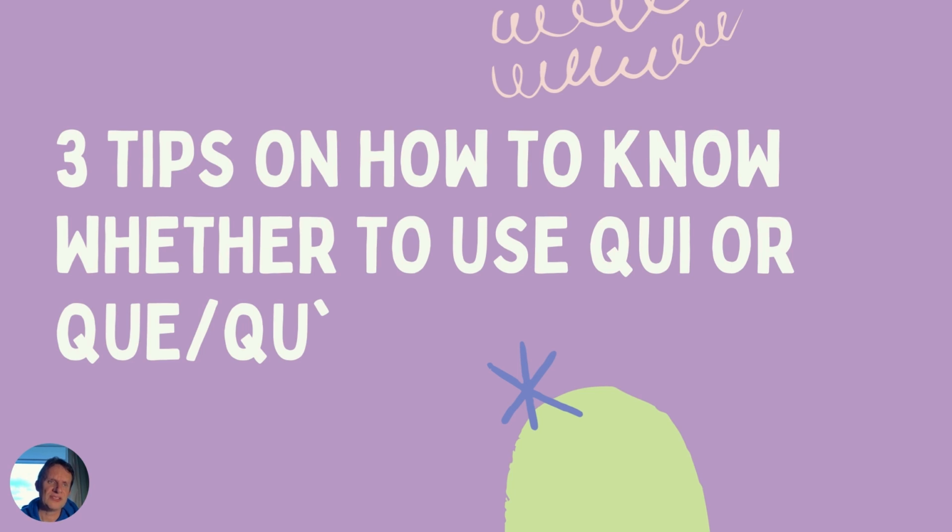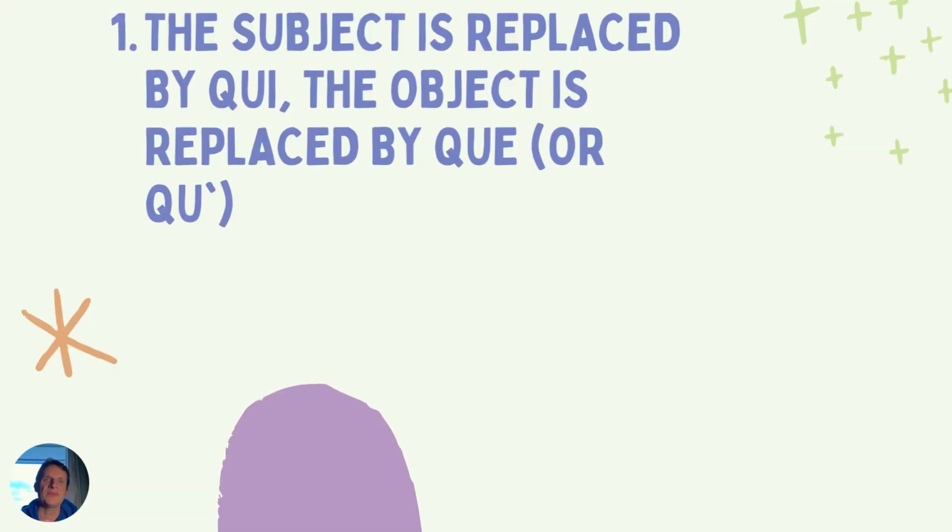So people are often confused as to whether they need to use qui or que. What is the subject? What is the object of a sentence? So here are three tips on how to know which one to use, qui, que, or qu'. Tip number 1, the subject is replaced by qui. The object is replaced by que, or qu' if the verb starts with a vowel.